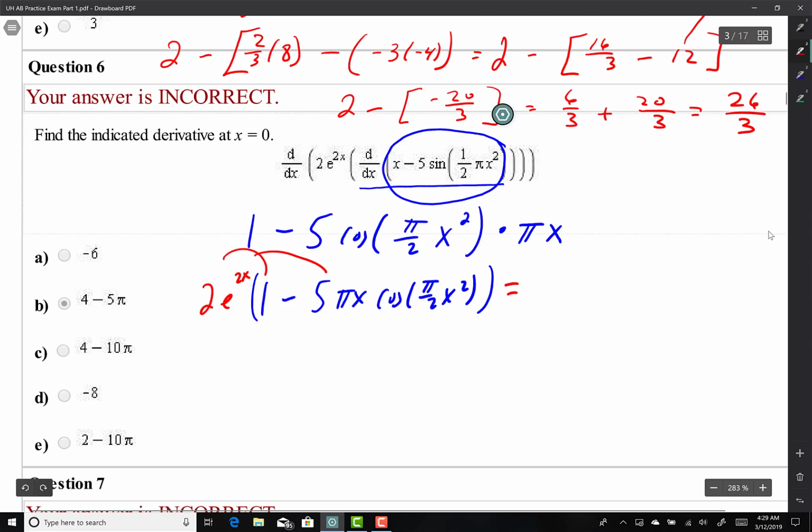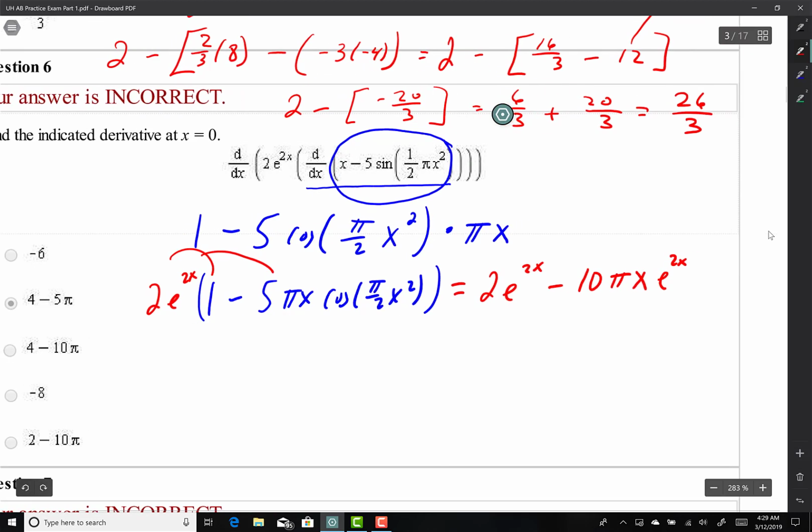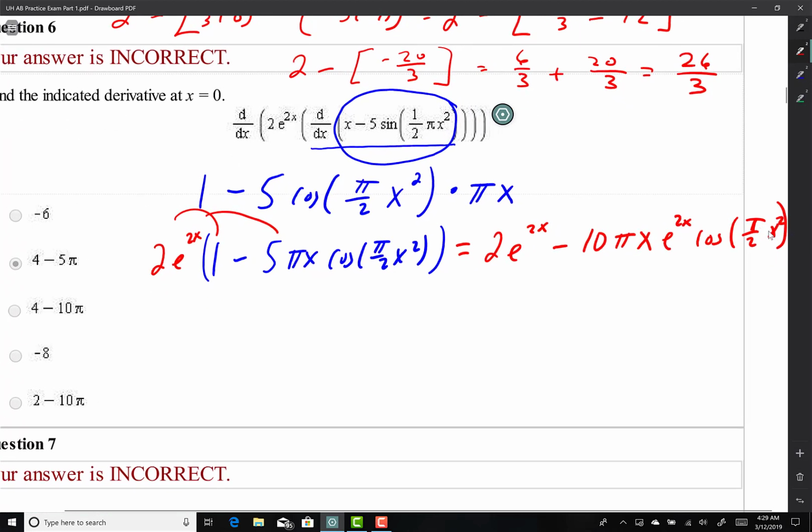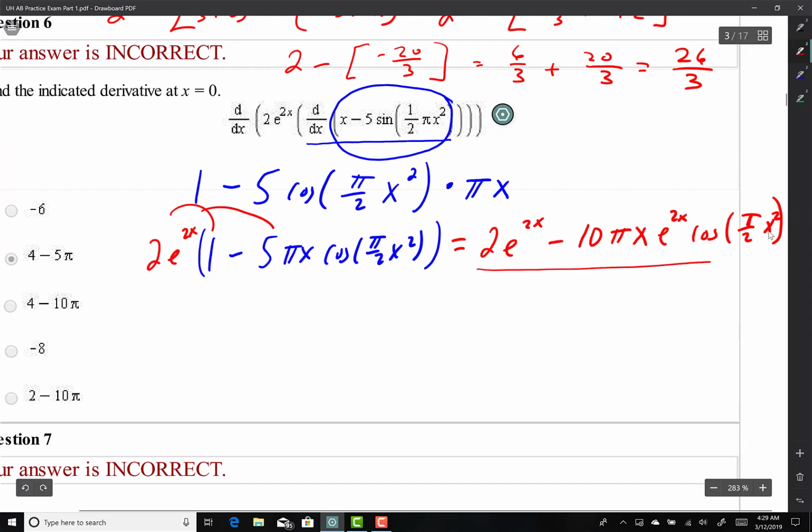When you do that, we have 2e to the 2x minus 5 times 2 is 10 pi x e to the 2x cosine pi over 2 x squared. Yeah, it's bad. All right, and now they want us to take the derivative of that.